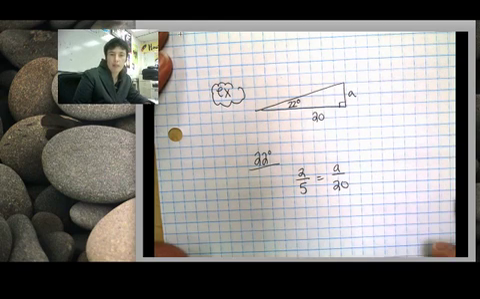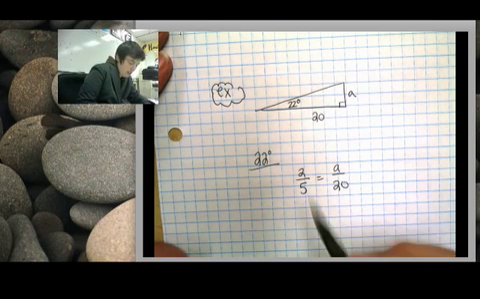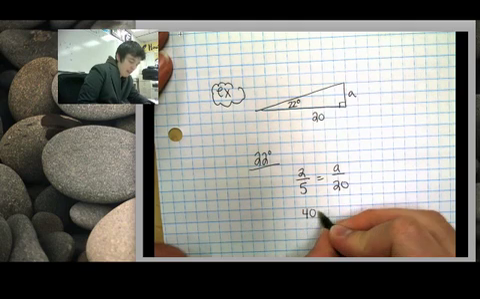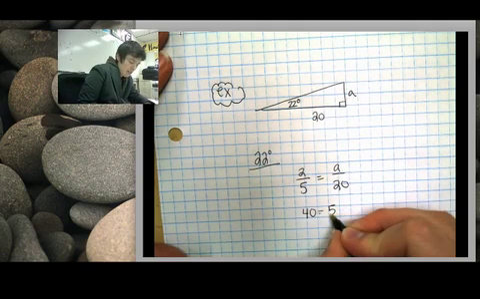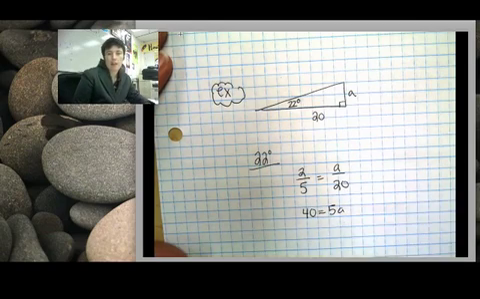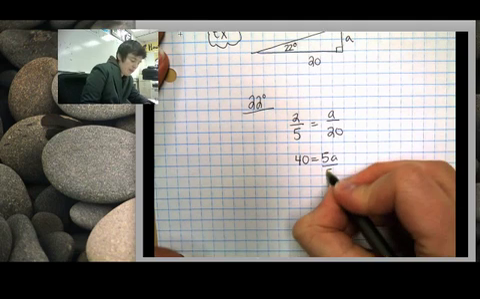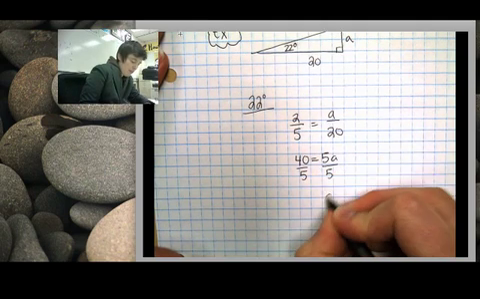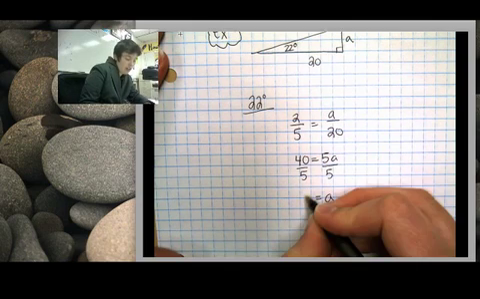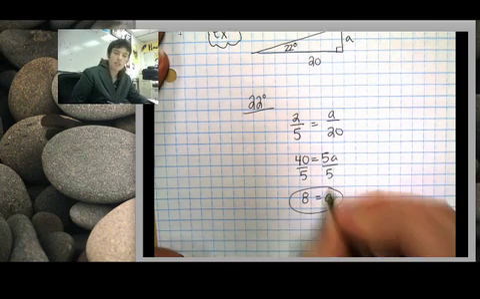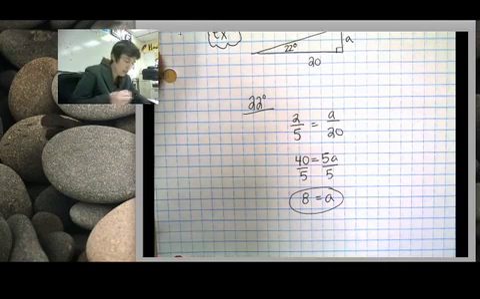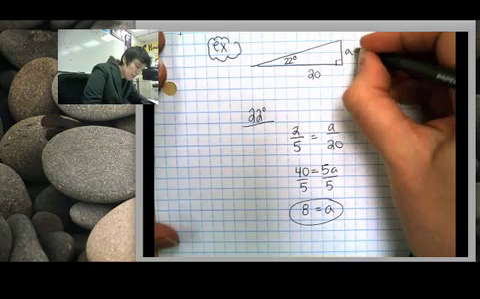So I'm going to solve by cross multiplying, doing a little bit of algebra. 20 times 2 is 40. 5 times A is 5A. So I get 40 equals 5A. I'm going to solve 40 equals 5A by dividing by 5. And I'm going to get 40 divided by 5, which is 8. So the answer is A must be 8 units long. And I can put that up here on my triangle if I want, equals 8.